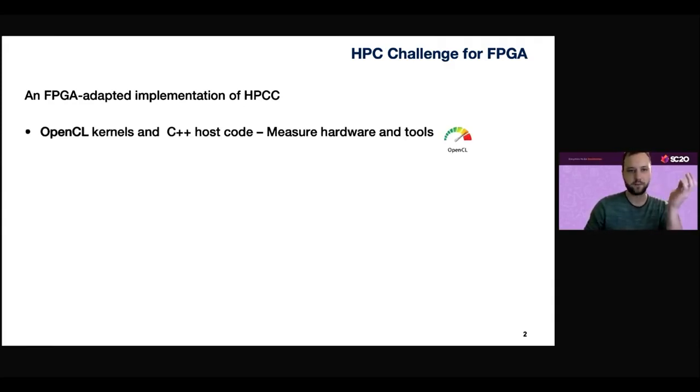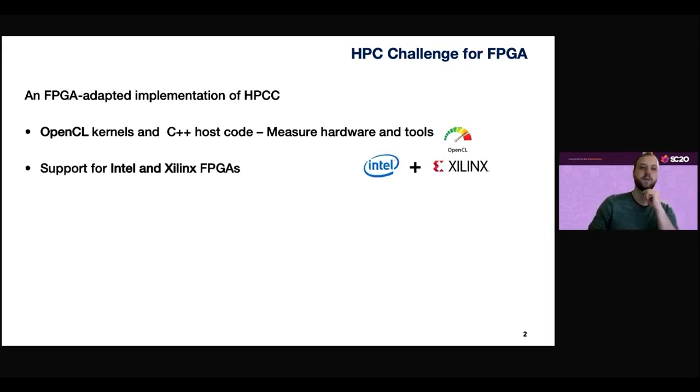The main features are, first of all, that we implemented the benchmark kernels in OpenCL. This means that we do not only want to measure the pure hardware performance of the FPGA boards, but also want to measure the tools that are needed to actually synthesize the kernels, in that case for OpenCL. We want to support a broad range of recent high-end FPGA boards that are used in HPC. That means that we want to support Intel and Xilinx FPGAs with the same kernel code.